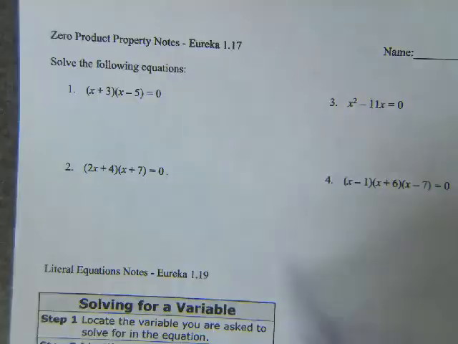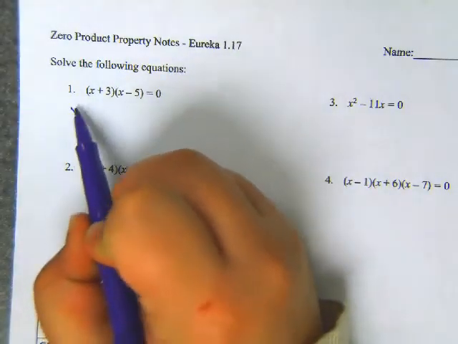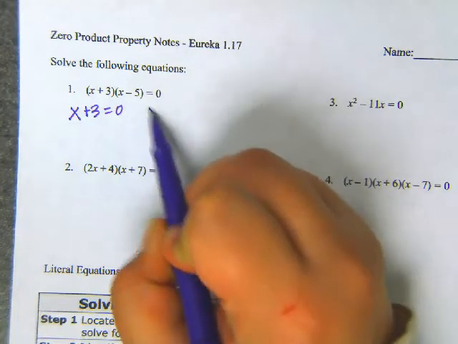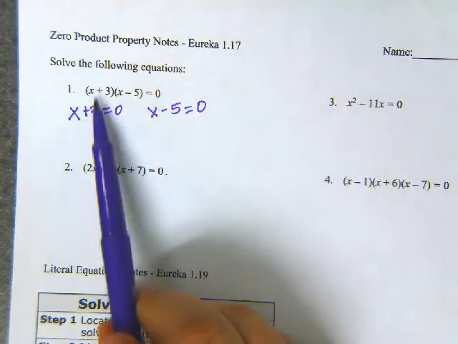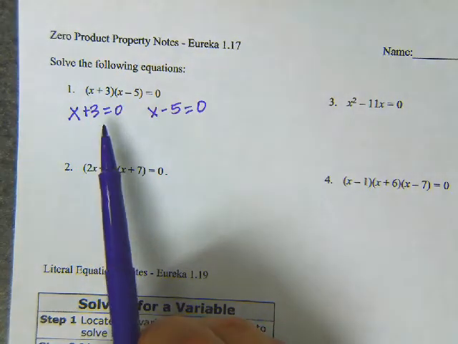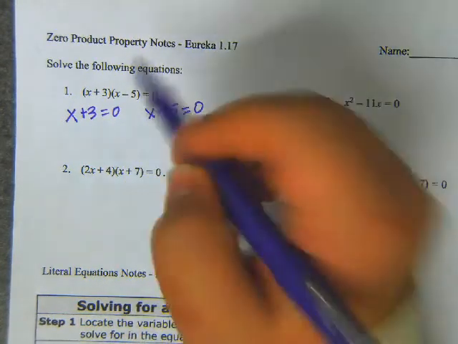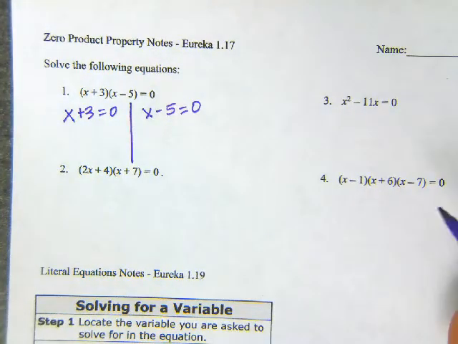So what we're going to do is take each set of parentheses and set what's inside the parentheses equal to 0 for both of the sets of parentheses. So we have the first one, which is x plus 3 equals 0, and the second one, which is x minus 5 equals 0. From here, you're going to treat them as two different equations and solve both of them.